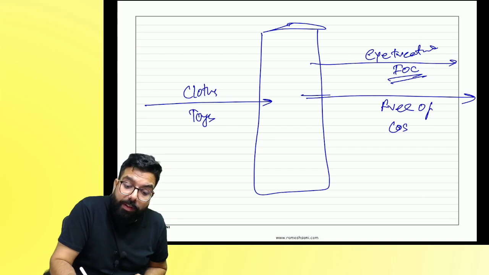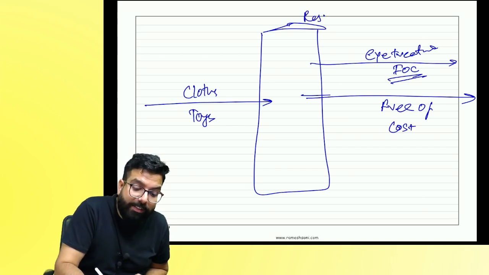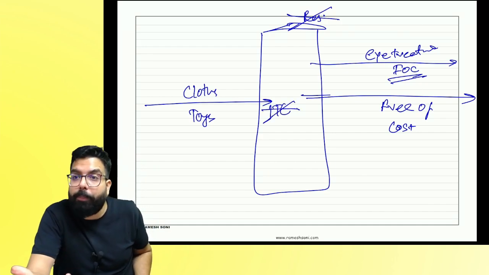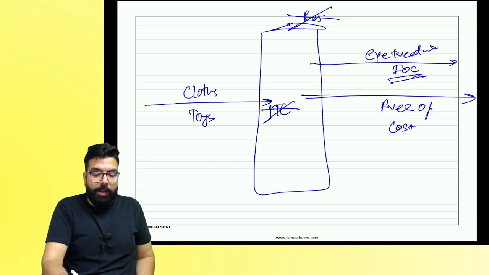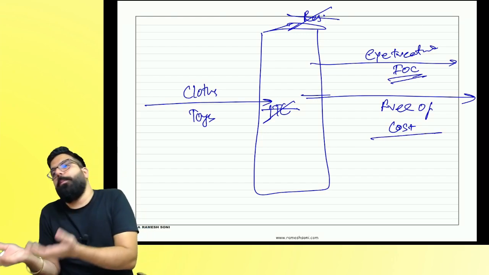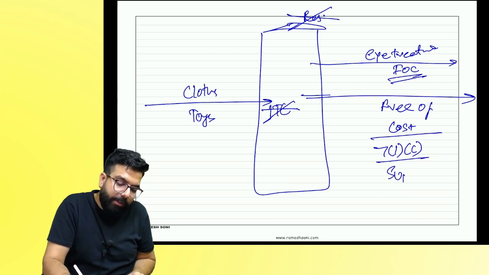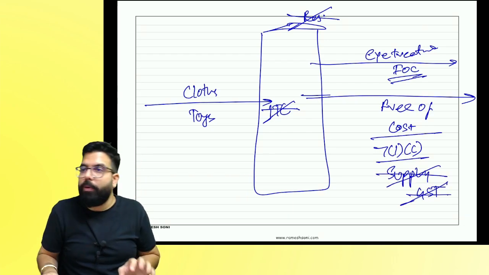This trust is not registered. When they are not registered, they will not take input tax credit. When they don't take input tax credit, will it come under 7(1)(c)? Will it be a supply? Will GST come? Did you guys get it?